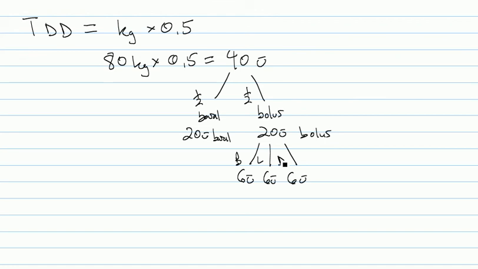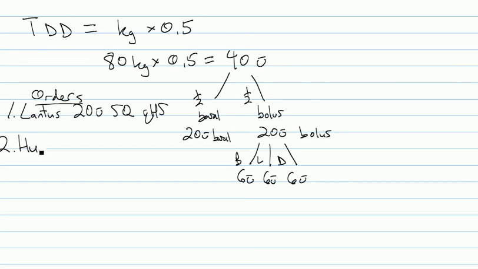So, what orders are we going to write? For our 80 kilogram man, we'll probably write orders like this. We'll pick a basal, say Lantus, 20 units, sub-Q, QHS. We'll write an order for some rapid. Say Humalog, 6 units with meals. If patient is eating.